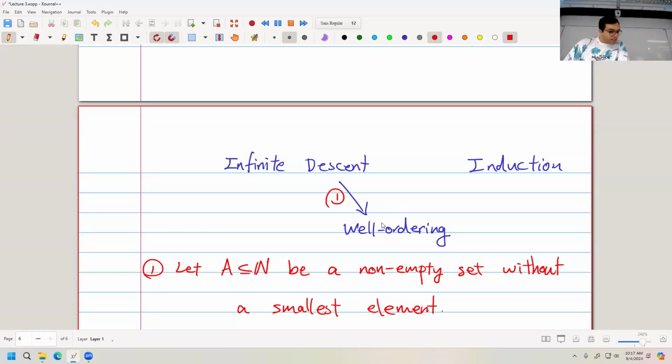Now, let's say that I have well-ordering and I want to prove induction. Let's call this part two.